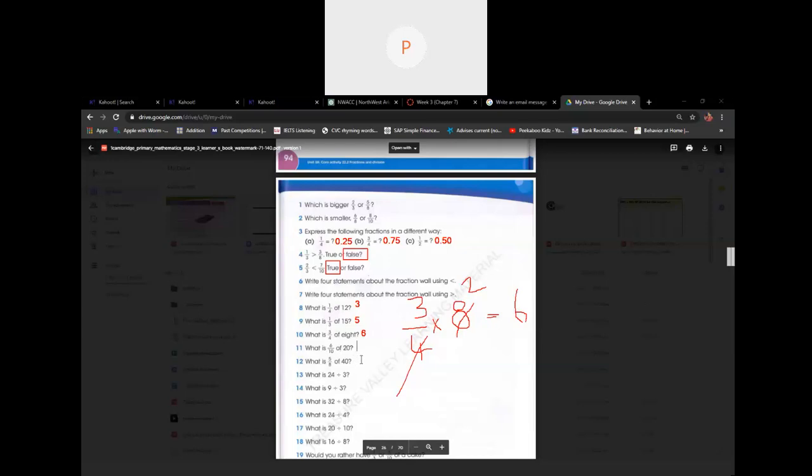6/10 of 20 is 12. I agree with 12. How did you get 12? If you divide 20 by 10, it'll get you 2. So for every 1/10, it'll be 2 more. Then I did 6 times 2, and that is 12. So that's how I got mine. Yeah, I agree. So Cjo, if you can hear me, you can do 12.